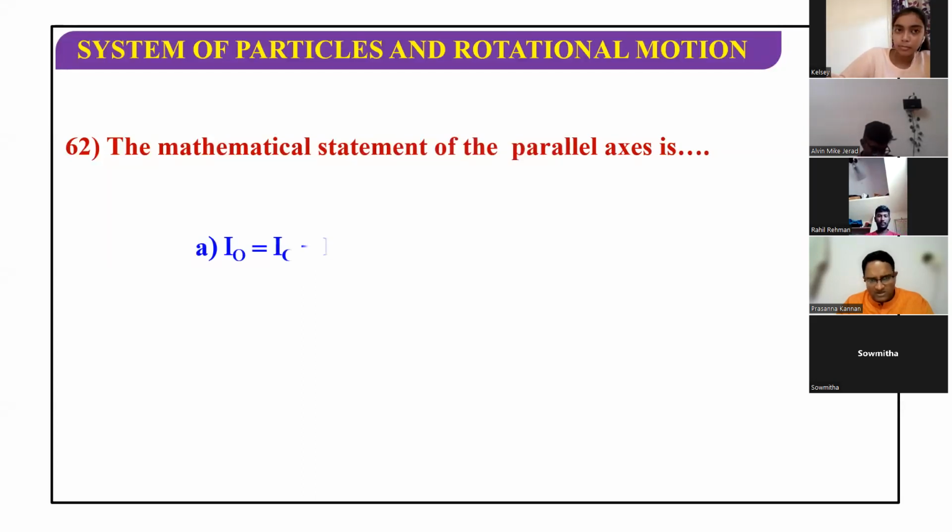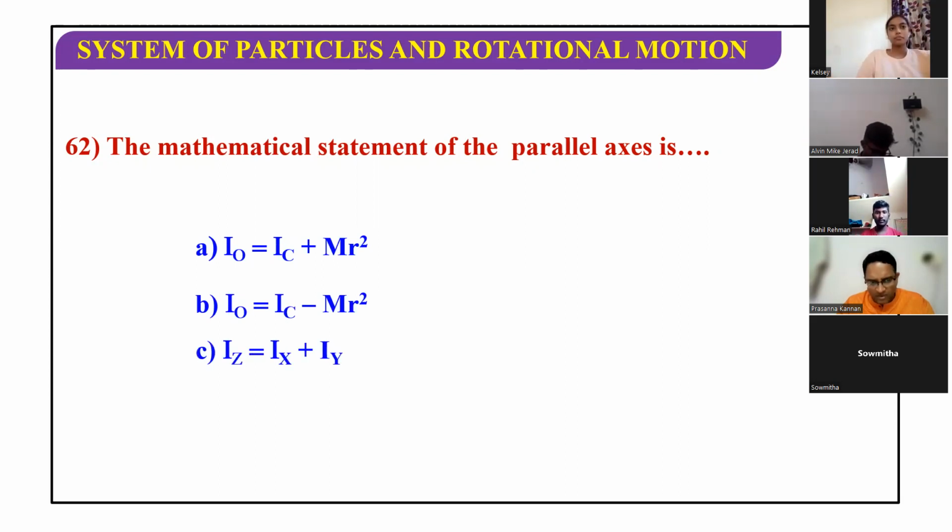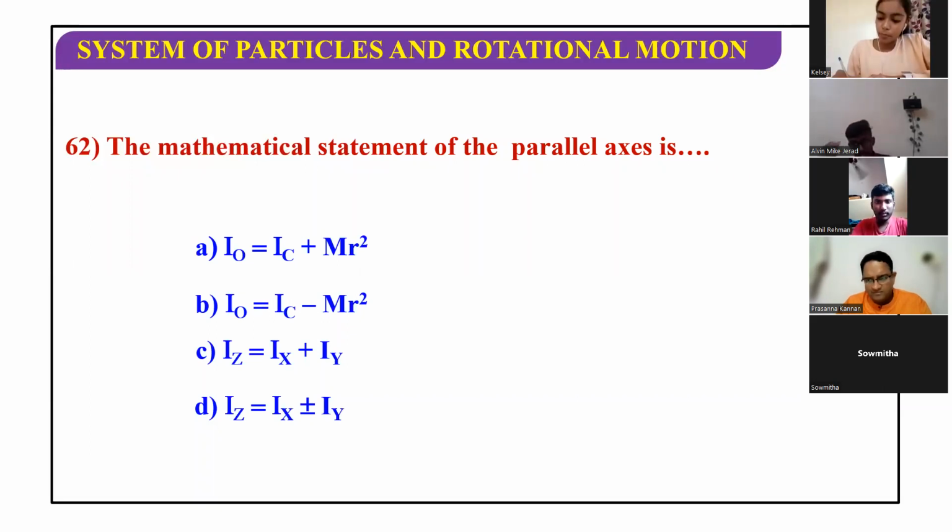Okay, what is a mathematical statement for the parallel axis theorem, where I C represents moment of inertia through the center of mass? Option A, sir. Yes, option A. So I O is moment of inertia through an axis which is parallel to the axis through center of mass. So the right answer is the first option.